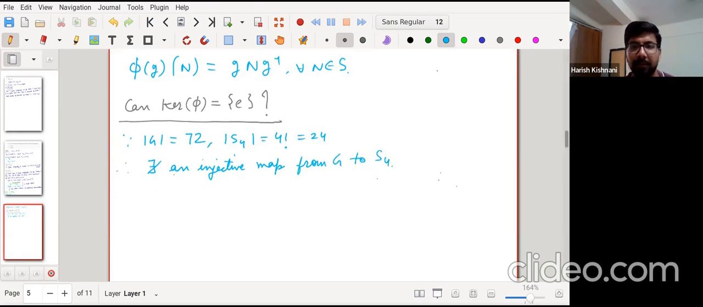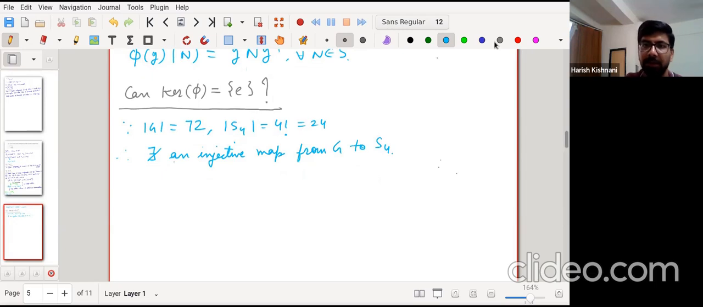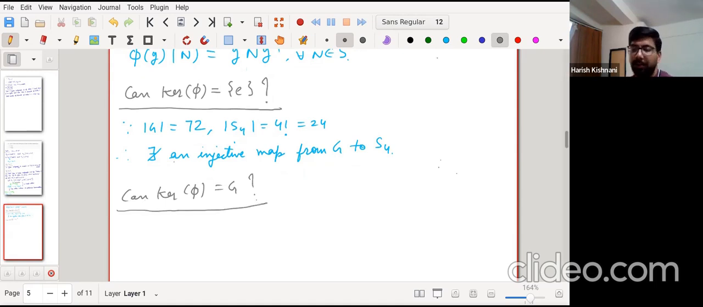Now I will take you guys to the other extreme. Can the kernel of phi be G? One extreme is not possible. What about the other?